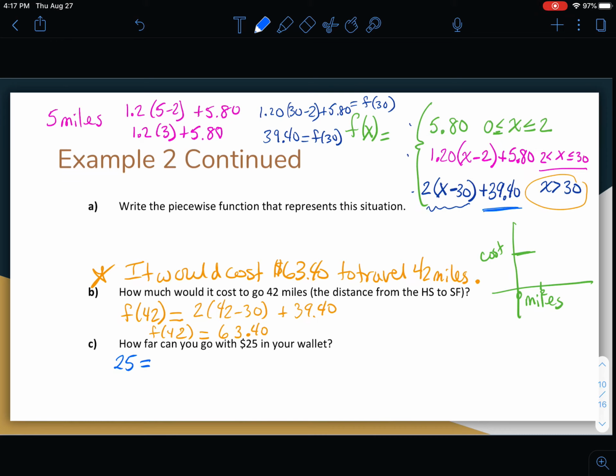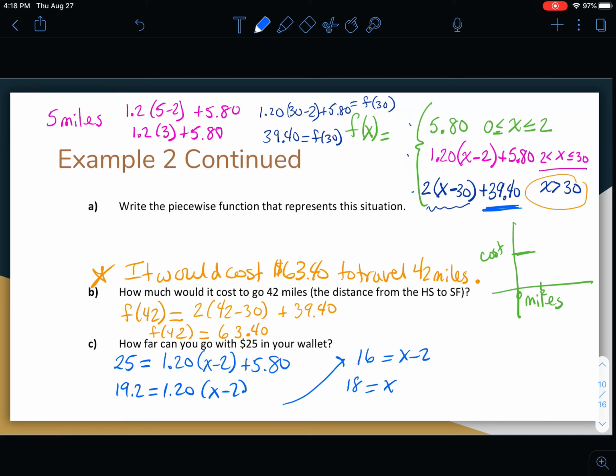The third piece is over the 30 miles, and look at how much you would have had to spend, $39.40, to bump into this third category. So this tells me the category I want is the second one. So we're going to say 1.20 times the quantity x minus 2, plus 5.80. We'll subtract 5.80 from both sides, divide both sides by 1.2, and we get 16 equals x minus 2, and x equals 18.